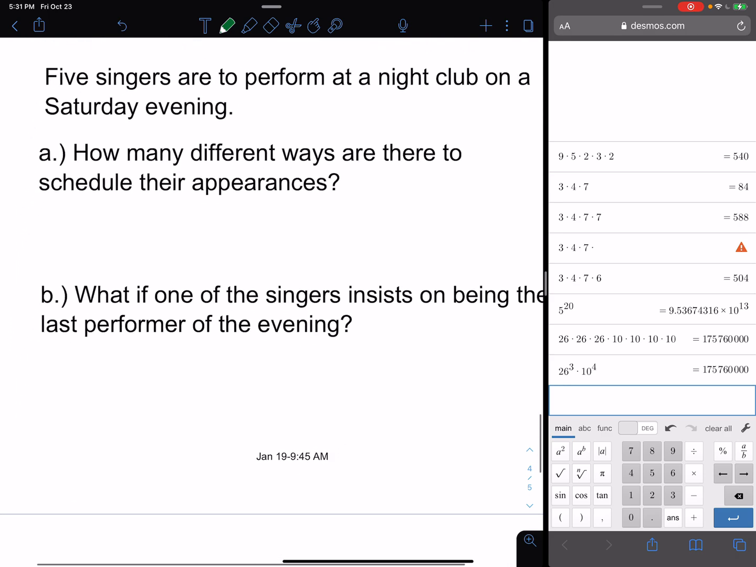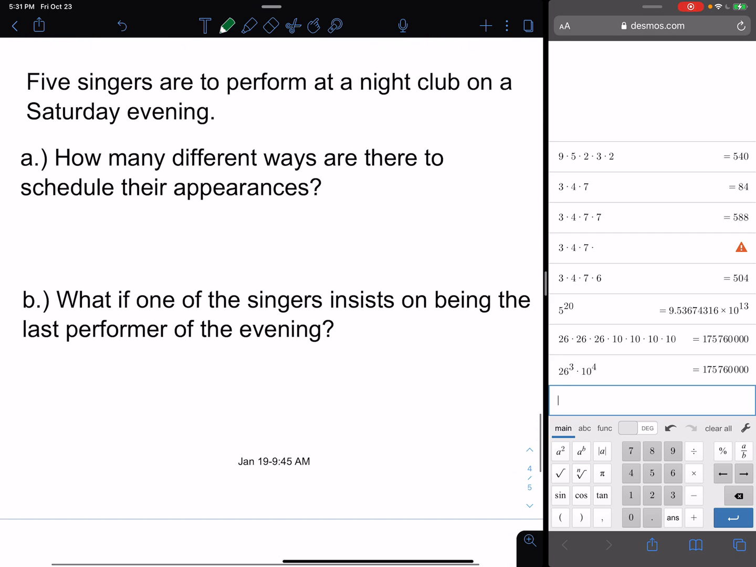Let's look at one last problem. They tell us that 5 singers are to perform at a nightclub on a Saturday evening. How many different ways are there to schedule their appearances? So in part A, we're just thinking about the different ways to schedule their appearances. So we're thinking about who's going to sing first, who's going to sing second, who's going to sing third, who's going to sing fourth, and who's going to sing fifth.